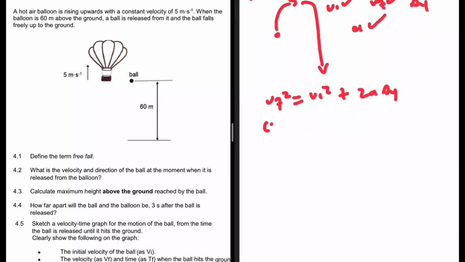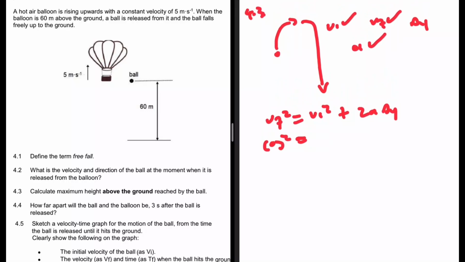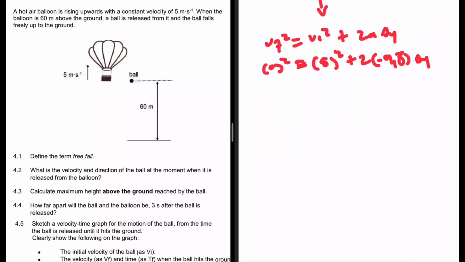So vf squared, that is 0 squared, is equal to vi, which is 5 upwards. So that is 5 squared plus 2, a is minus 9.8, delta y. So delta y is equal to minus 25 divided by minus 19.6, and then this is equal to 1.28 meters. Right, let's go to 4.4.